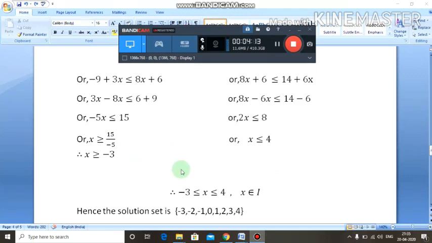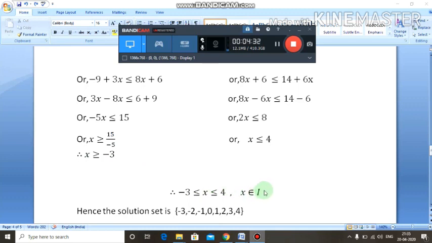So if we combine this, first you have to write x in the middle position, after that use the less than sign only. Then if we use less than or equal to 4 on this side, this one is suitable, and less than or equal on this side, then -3. See, and x belongs to I.